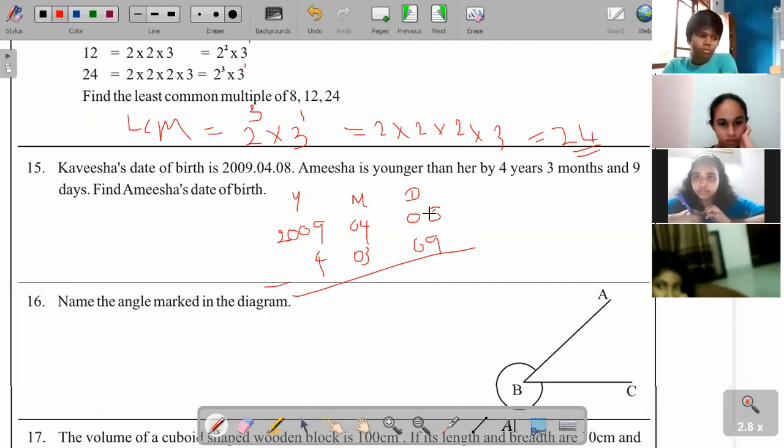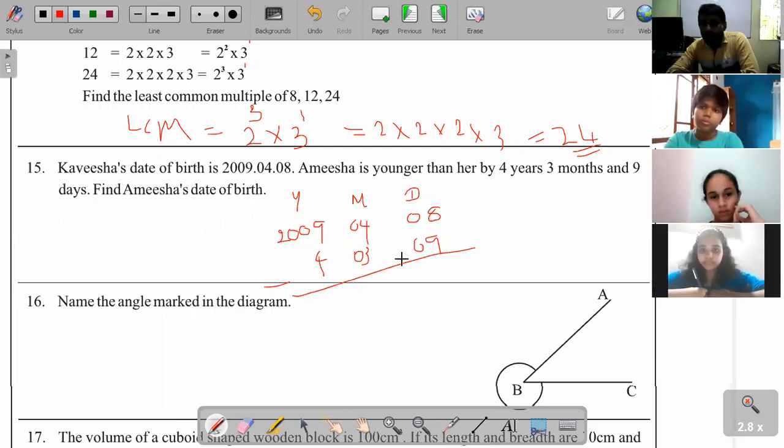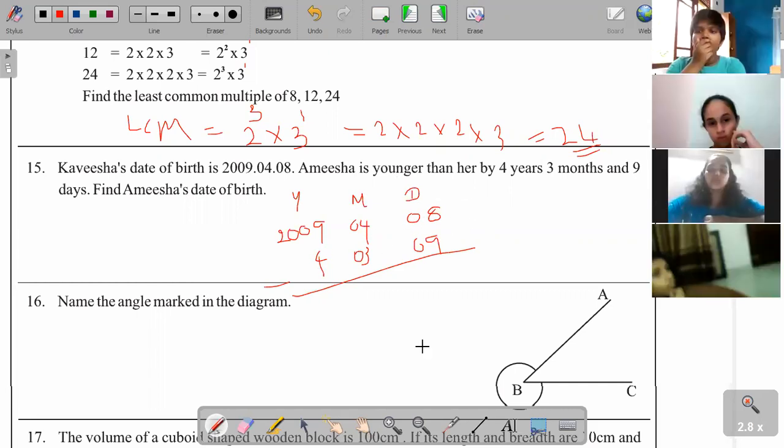Okay, we have to subtract, no? Can you subtract 9 from 8? Can't. So you have to take 1 from the month column, no? Right? 1 month means how many days? 30 days. So from there we get 30 days. Then look here, how many are there? There are 8 days. So totally 38 days. Right? So here you can write 38 days.